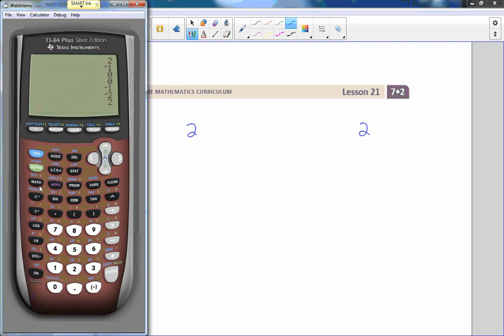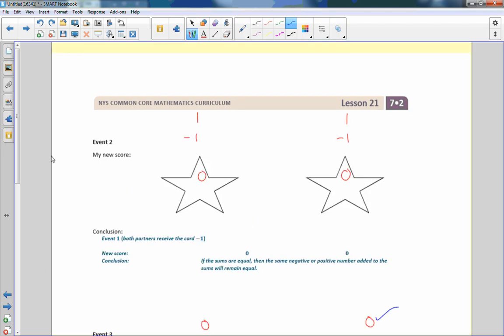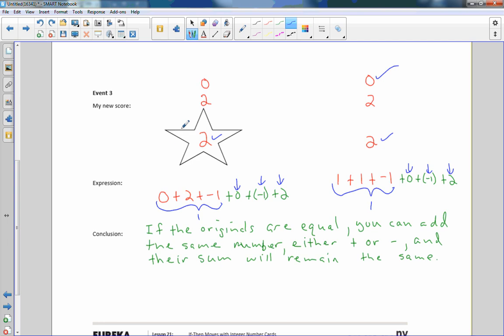So if I go to my math, probability, random integer, and ask it to pick values between -10 comma 10, then I got -6. Okay, so we're going to divide both of these by -6. And obviously if we do that, we get -1/3, and over here we get -1/3. Okay, so the expression now is, let me go back and get it.